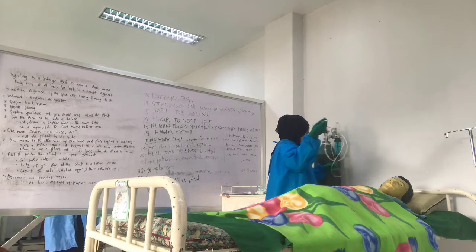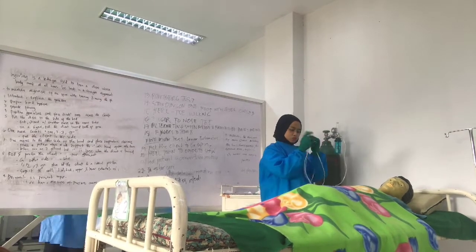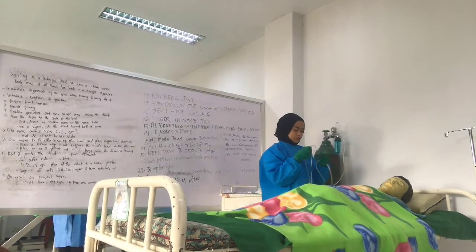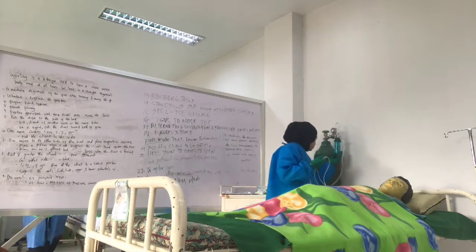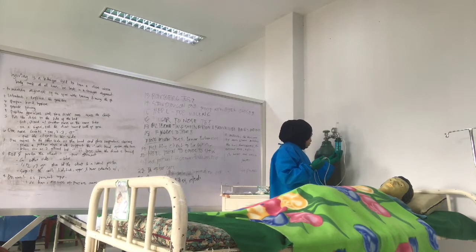Check the tubing for kinks. Feel for the flow of air at the outlets of the cannula, mask, or tent. This is to check if oxygen is flowing smoothly. Check for presence of bubbles in the humidifier as the oxygen flows through. This is to check if oxygen is humidified.